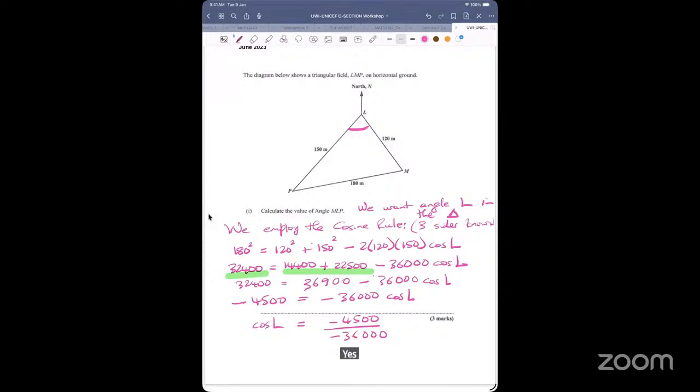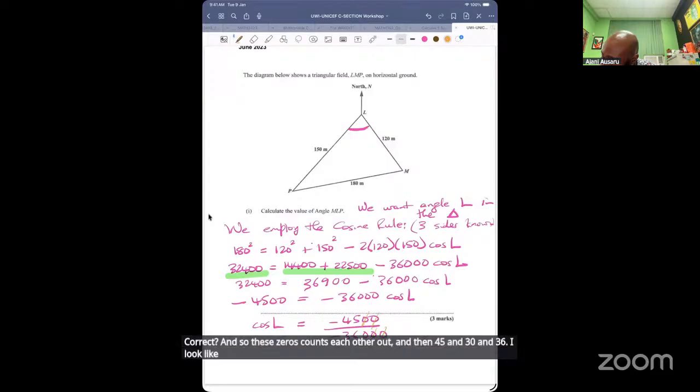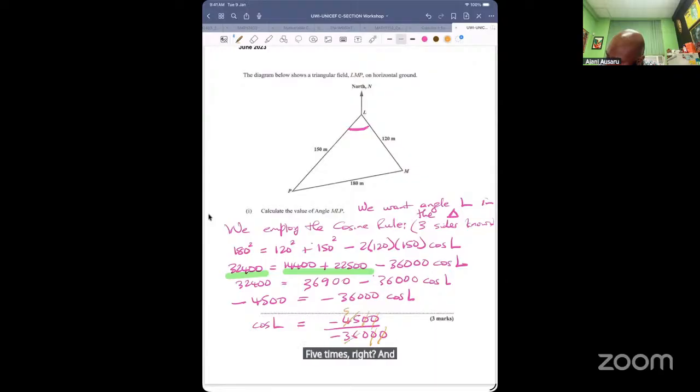And so these zeros cancel each other out. And then 45 and 30 and 36, I look like I can use what now? 9 5s, I can use 9. Let's use 9. I'm just doing it without a calculator. So 9 into 45 is what? 5 times, right? And 9 into 36 is what? 9 4s, so that's 4 I have in the denominator, right?